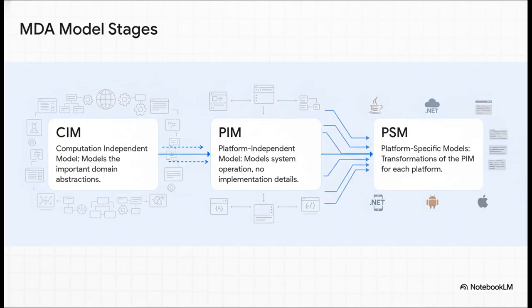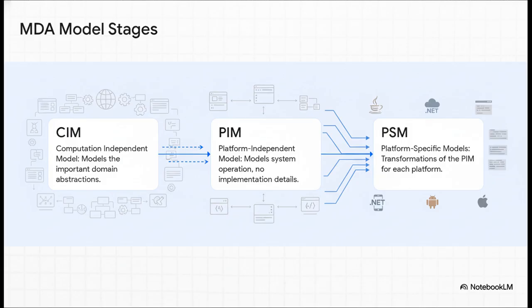It's a three-step process. First, you make a CIM, a computation-independent model. This is just the business logic, no computers involved. Then you turn that into a PIM, a platform-independent model. This is the really clever part. It describes the software in detail, but it's generic. It doesn't care if you're building it in Java, or for an iPhone, or for a web browser.